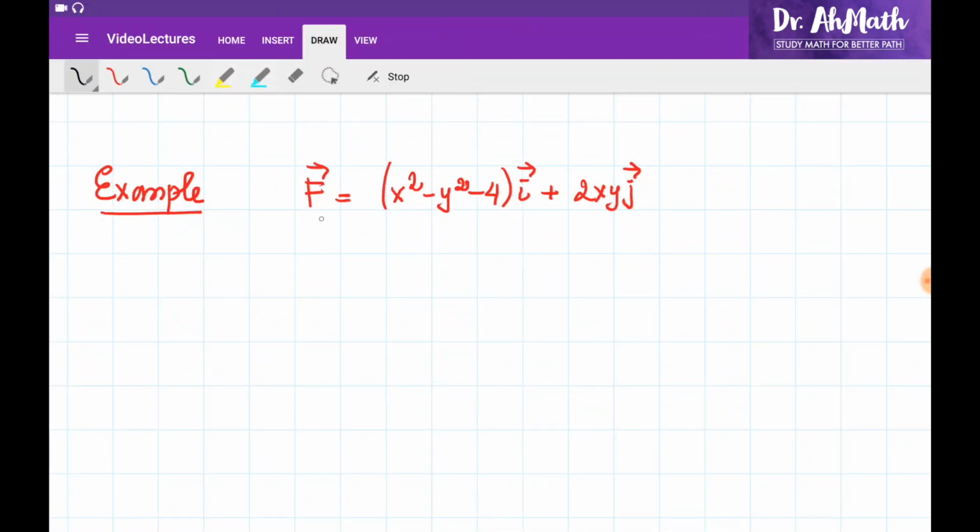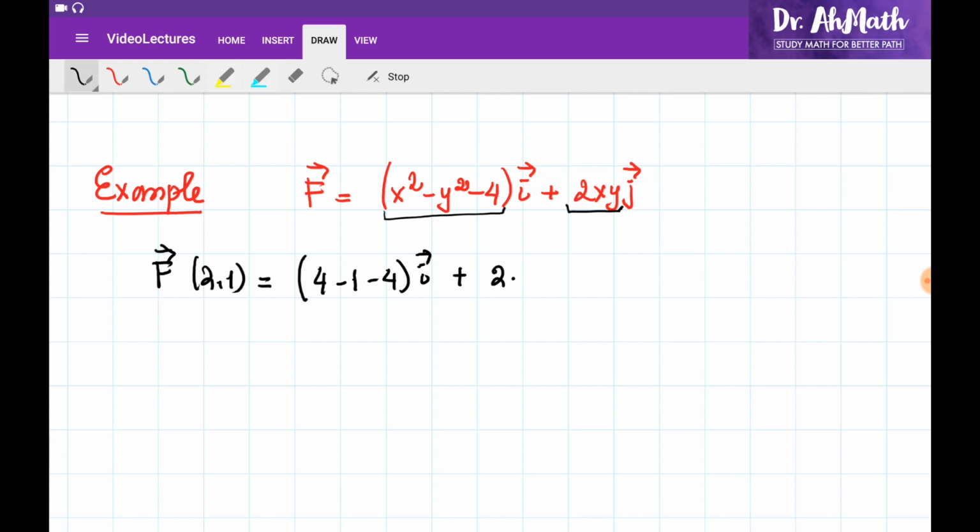The vector field f has the first component as this function and the second component as this function. So in order to illustrate how it works, let's say we would like to evaluate the output of this vector field at the point t and 1. So let's choose t and 1 and evaluate what kind of vector we could have if I substitute t and 1 into this vector. So let's evaluate the first component. It would be 4 minus 1 minus 4 multiplied by i plus t multiplied by t multiplied by 1 multiplied by j.